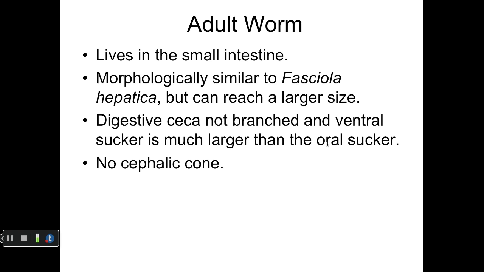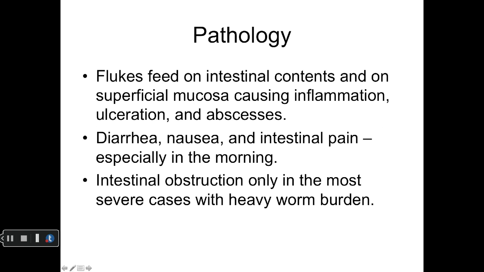So just to review then, the adult Fasciolopsis buski lives in the small intestine. It's similar to Fasciola hepatica, but actually larger, and there are some diagnostic differences. For instance, its digestive ceca are not branched, and the ventral sucker is actually larger than the oral sucker, but they are still quite close together. There's also no cephalic cone and no shoulder.